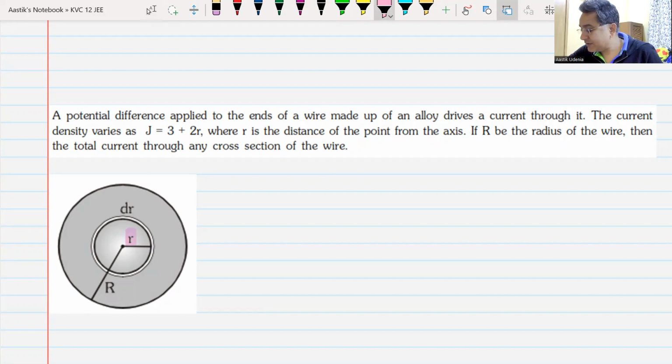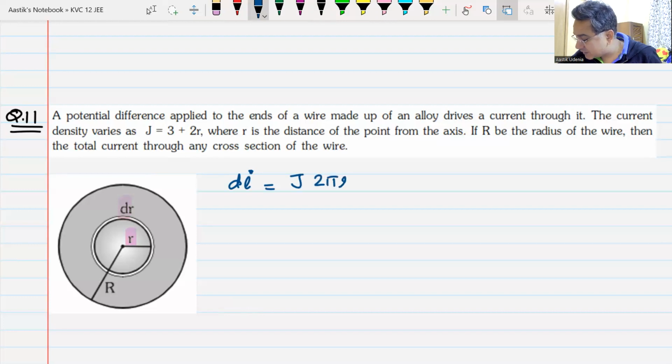You move a distance r and you take a small thin strip whose thickness is dr, and you find out how much small current comes in that small segment. So how much small current will come in that small segment? That will be J multiplied by the area of that small segment, and area of that small segment is 2 pi r is the length and dr is the thickness. Remember, whenever you take any such segment like this, the area is 2 pi r dr. Do we understand this? This is the small current.